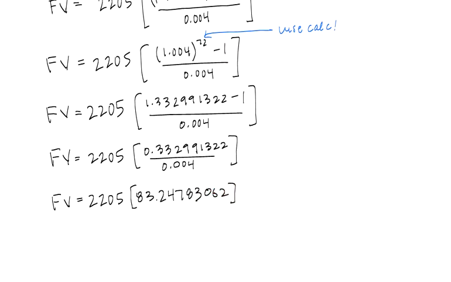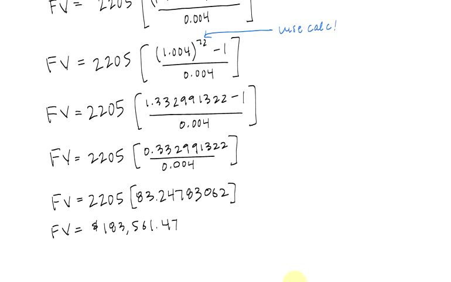To find the future value now, all we need to do is multiply that decimal by 2,205. Punching that into our calculator, we get a dollar amount of $183,561.47. So since it's a dollar amount, I'm writing it as a dollar amount, and I'm rounding to the nearest cent here. So now we have figured out the future value of this ordinary annuity given the parameters in the original problem.